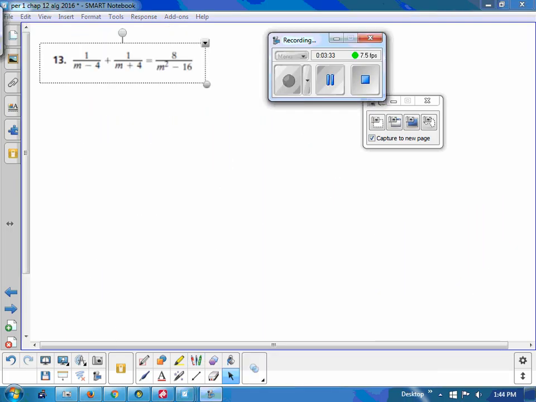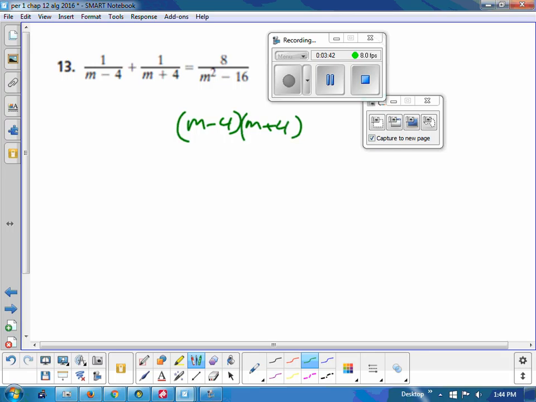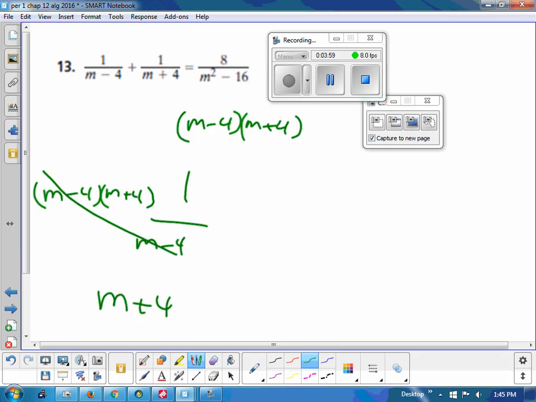13 is a little bit different. You got to remember that m squared minus 16 is really m minus 4 times m plus 4. So you're going to multiply everything by m minus 4 times m plus 4. When you do the first fraction, 1 over m minus 4, these are going to cancel, and you're going to be left with m plus 4. You're going to do the same thing for the second one, and the m plus 4 is going to cancel, and you're going to be left with m minus 4.